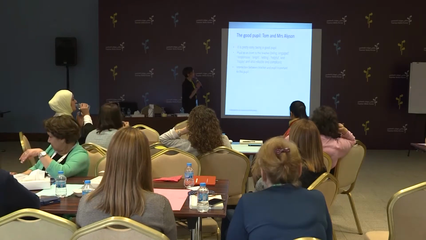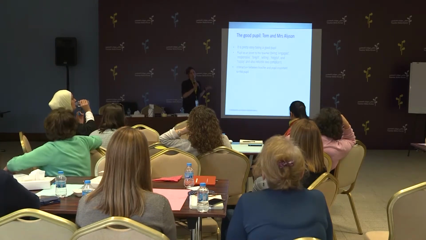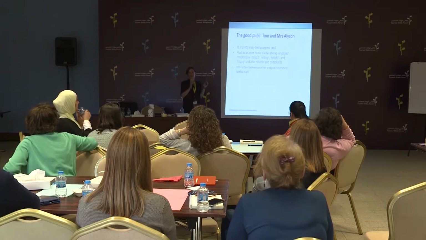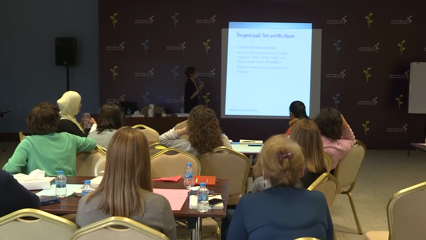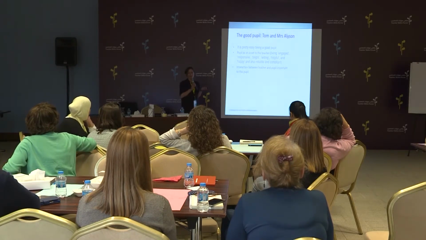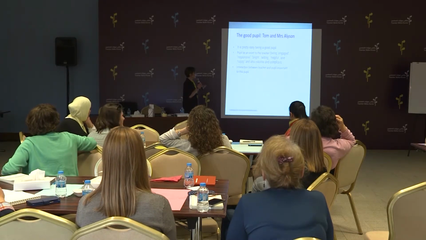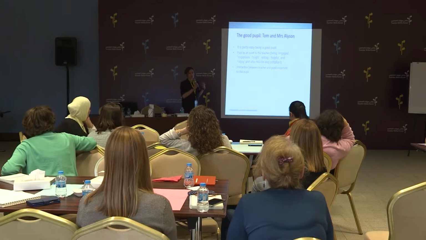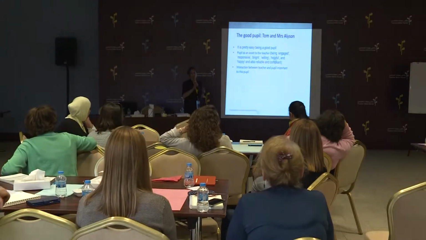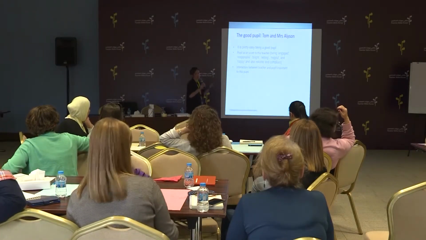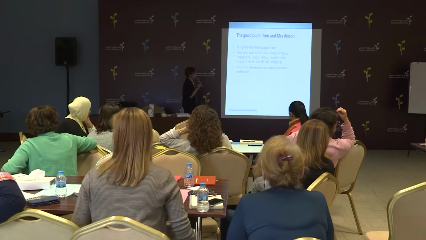But for Tom and Mrs. Allison, I thought it was pretty easy being a good pupil. He was a good pupil. He had a pretty good life at school. And he was a real asset to his teacher, and I think that's both a positive and a negative in some ways. And the interaction between him and the teacher was clearly really important to both of them and made both of them feel pretty good about their jobs.